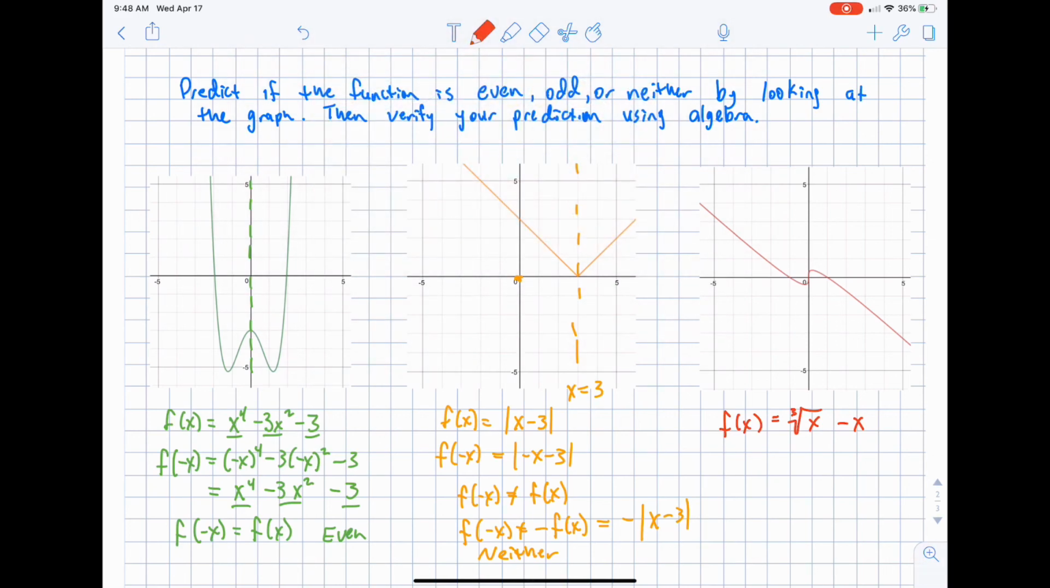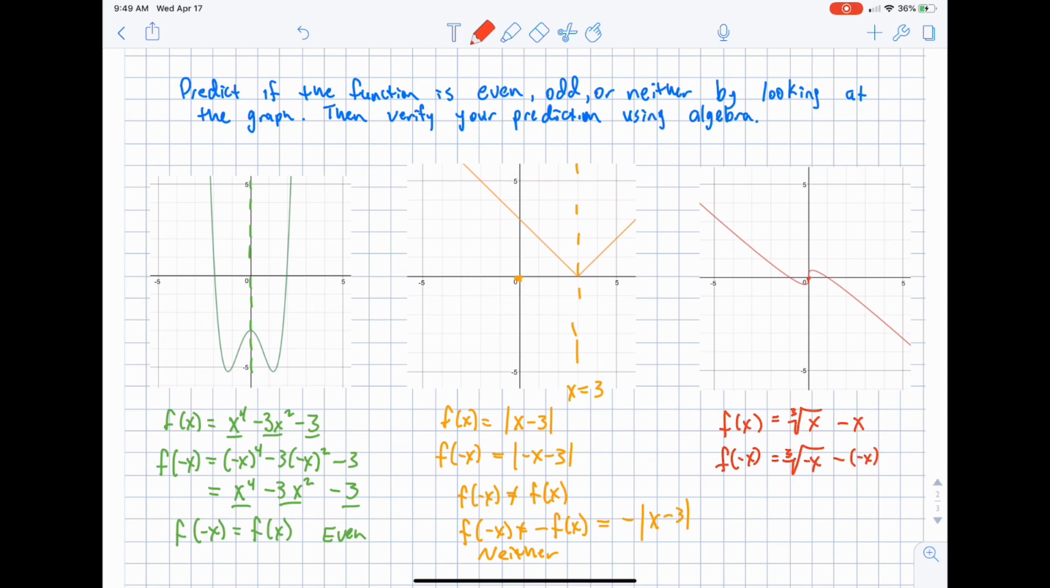All right, and finally, let's look at this third function. So looking at the graph, it looks like if I was to rotate that around the origin, it would line up with itself after just 180 degrees. So my prediction here is that this is going to be an odd function, but I need to verify it with the algebra.